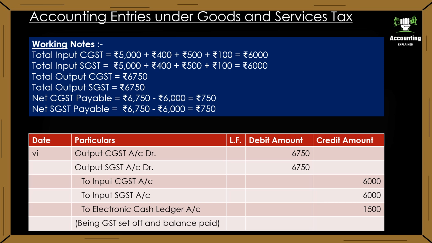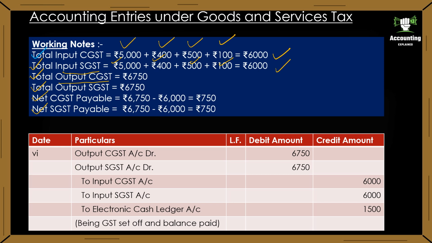Now we are going to do a working note where we are going to club all total input CGST, total input SGST, total output CGST, total output SGST and find out the net CGST payable and net SGST payable. Okay, so total input CGST is from all the journal entries we have clubbed 5,000, 400, 500, 100 which amounts to rupees 6,000. Total input SGST is again taken from the journal entries 5,000, 400, 500, 100, 6,000.